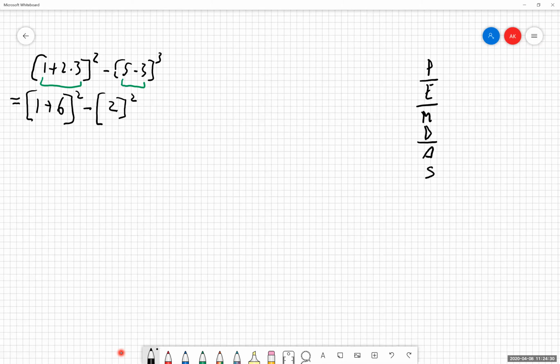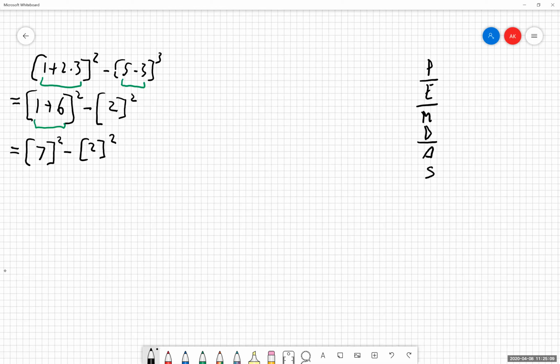Now, I still have sets of parentheses showing up in this problem. I do still have 1 plus 6 in the first set of parentheses, and I have 2 in the second set. So I still need to work with the parentheses here. And again, I have no other multiplication or division happening. I can add these two numbers together, getting 7. The other set of parentheses is just the number 2. I cannot simplify just the number 2, so it's just going to stay exactly as it is. We're going to leave that there.